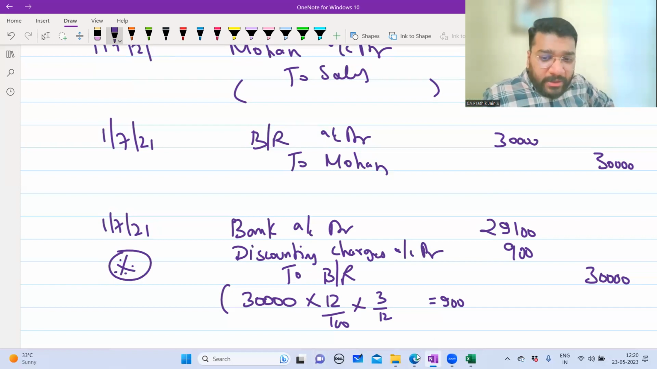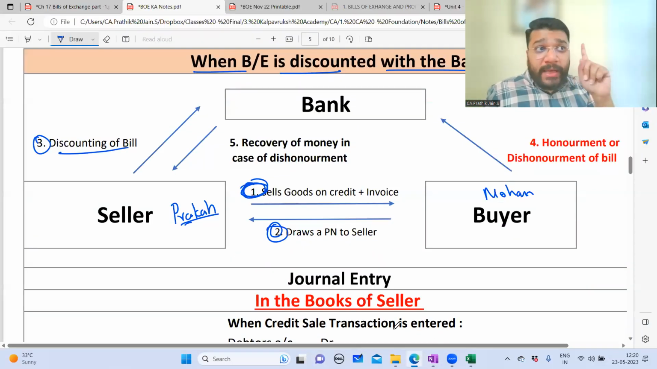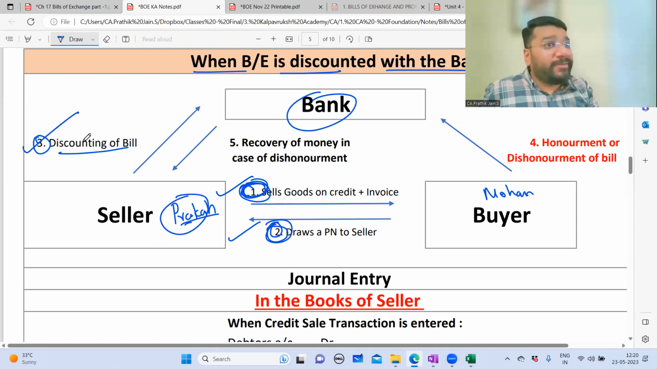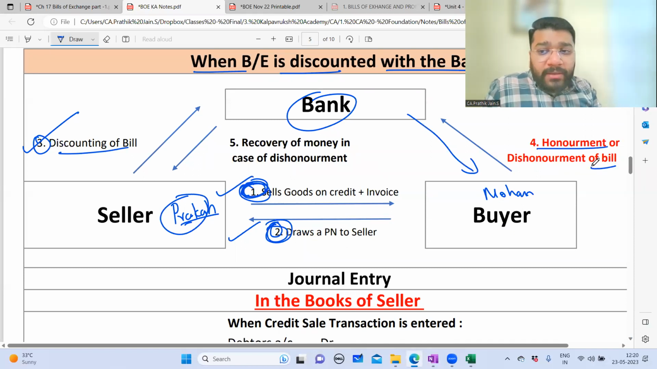Now, guys, see, this sequence is very important. First transaction is happening between what? Seller and the buyer. That is Prakash and Mohan. Prakash recorded it. Second transaction is also happening between Prakash and Mohan, which Prakash recorded. Third transaction of discount is happening between Prakash and banker, which Prakash has recorded. Now, fourth transaction, when the banker goes to Mohan and gets the bill honoured. This is a transaction happening between the banker and Mohan.